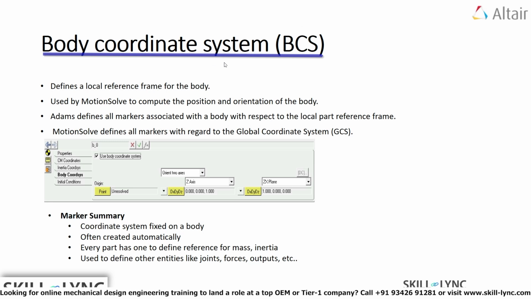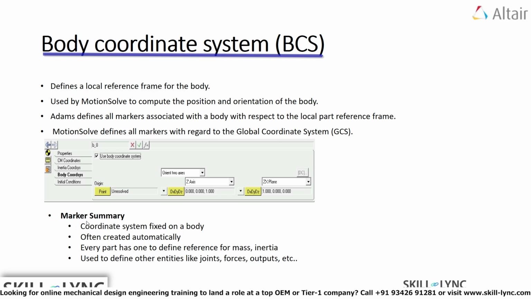Body coordinate system. So this defines the local part reference frame, or the local reference frame for the body. This is used by Motionsolve to compute the position as well as the orientation of the body. So please note that Adams, which is another multibody dynamics software, defines all the markers associated with the body with respect to the local part reference frame, that is nothing but the body coordinate system, whereas Motionsolve defines all the markers with regard to the global coordinate system. So this is the main difference between Motionsolve and the Adams solver.